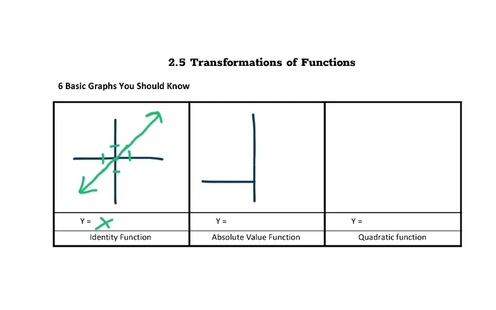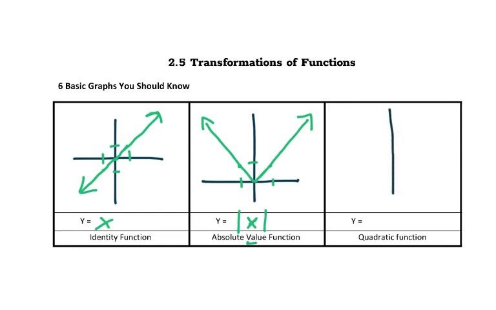The absolute value function goes like that. It makes a V, and that's the way I remember it because value starts with V. It goes through -1, 1, 0, 0, and 1, 1. And the equation looks like an absolute value with an x.